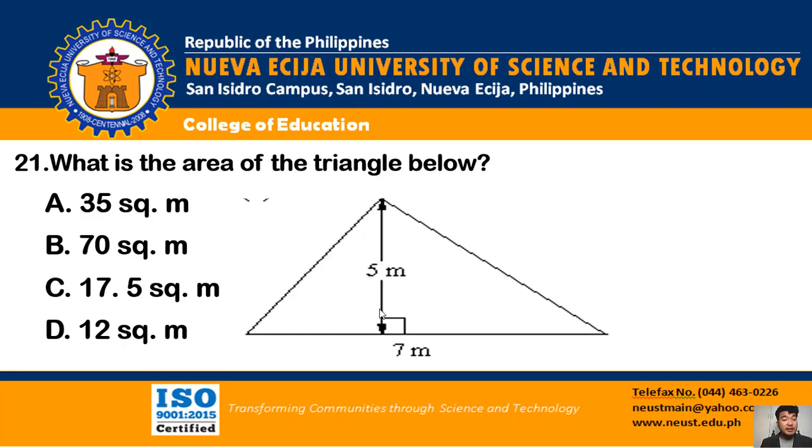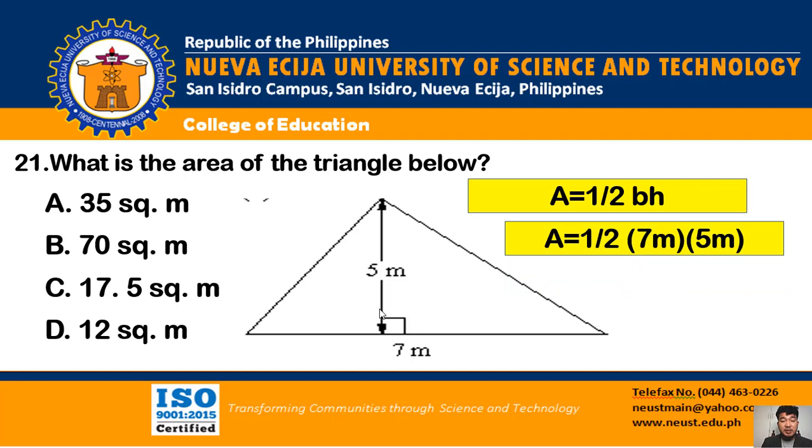For number 21, what is the area of the triangle below? Okay, take note that the formula in solving for the area of a triangle is 1/2 of the base times the height. Given the base, which is 7 meters, and the height, which is 5 meters, simply substitute those values into the formula and then simplify it further.